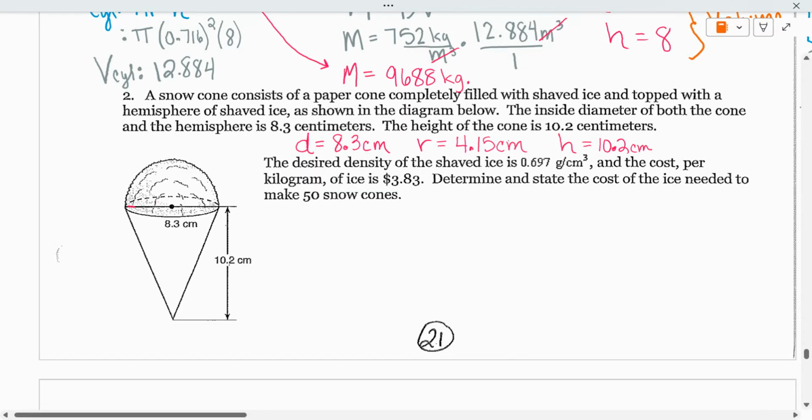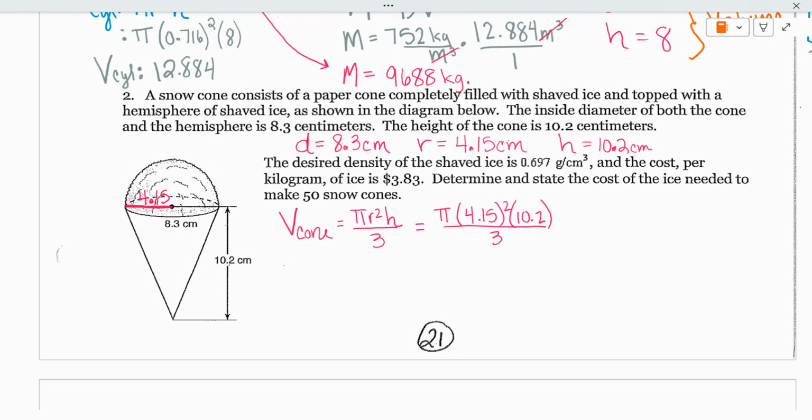Okay, so I'm going to do a little bit of drawing right here. I know that this measurement is 4.15. So the volume of my cone is the area of the base, pi r squared, times the height of the cone all over 3. So that equals pi times my radius, which is 4.15, squared, times the height of my cone, which is 10.2, all over 3. But I also have to add the volume of my hemisphere.